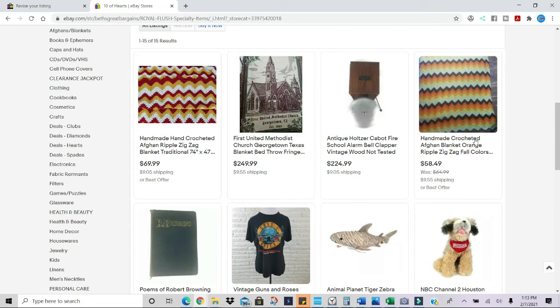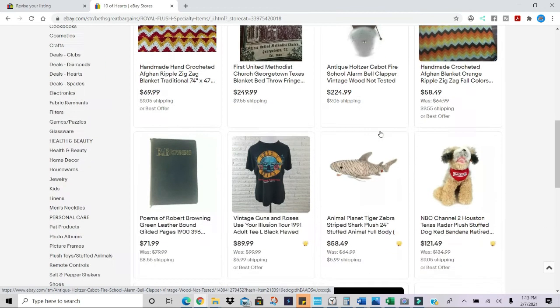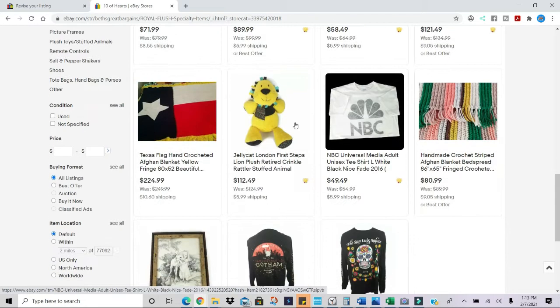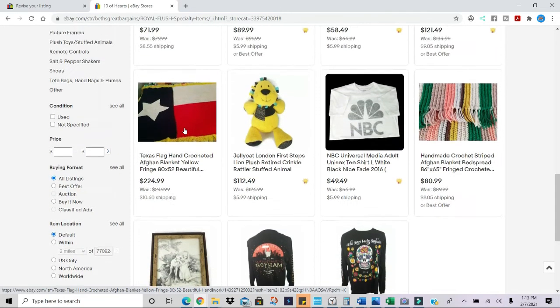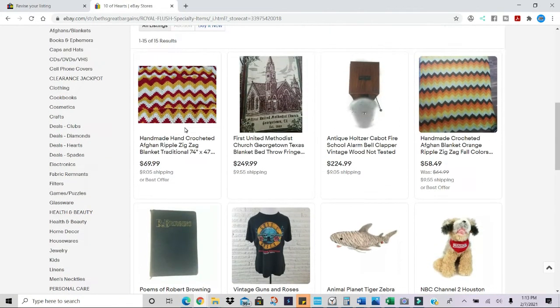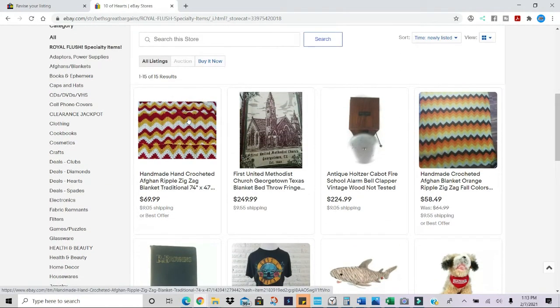So you have this First United Methodist Church blanket. Some of these blankets here I've got listed kind of high. This antique fire school bell. This is a very, very rare plush that I just really don't want to mark down 50%. This is a very rare plush here. This is a hand crocheted Texas flag blanket. You get the idea. So any of those items are not going to be included in my clearance.